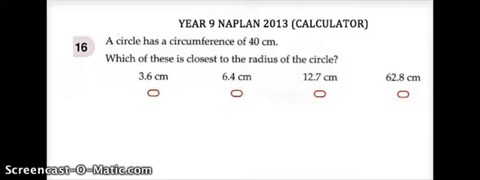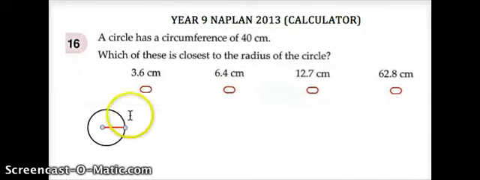Question 16 of the 2013 calculator paper. A circle has a circumference of 40 centimetres. Which of these is closest to the radius of the circle? Pause the video and attempt the question. Now, remembering that the circumference is the distance around the outside of the circle, or the perimeter of the circle, and the radius is marked there in red.